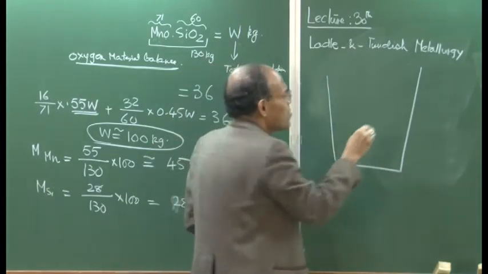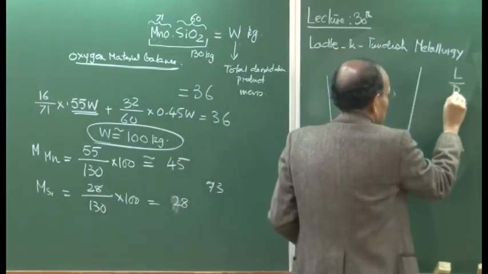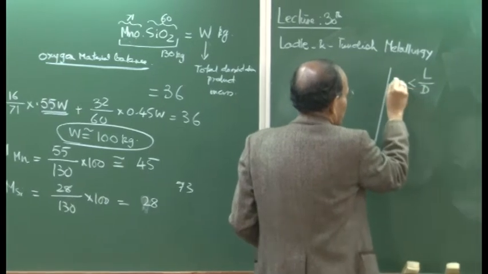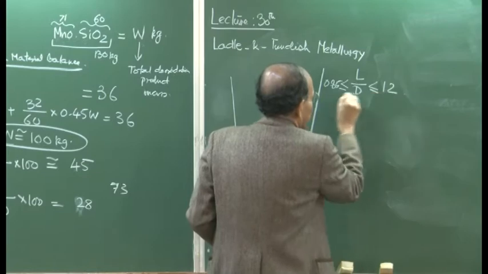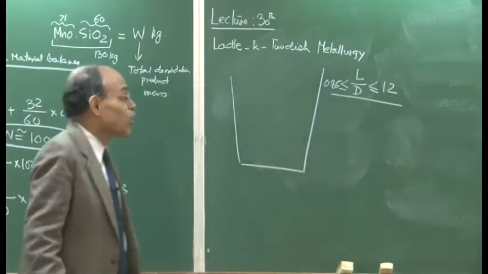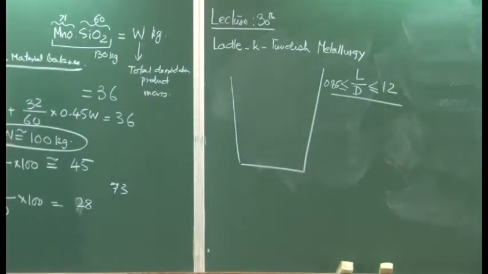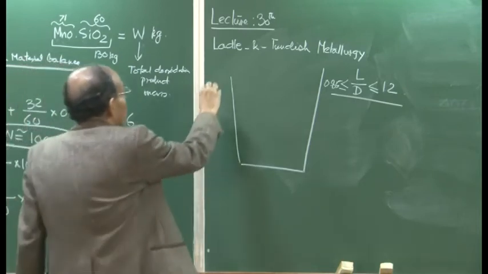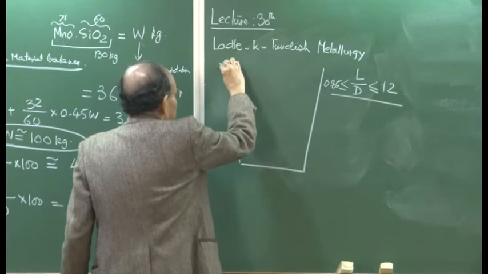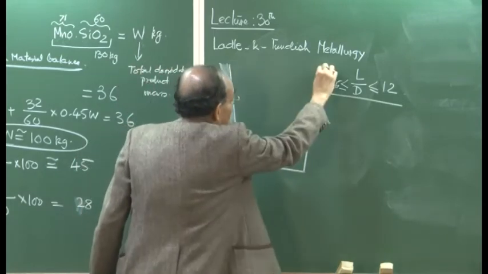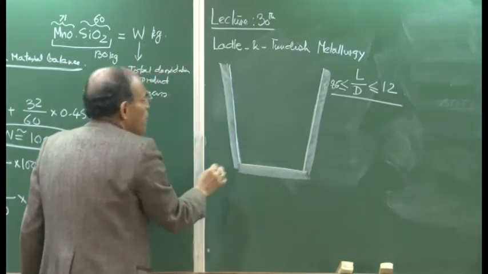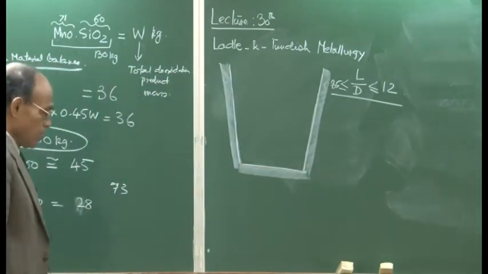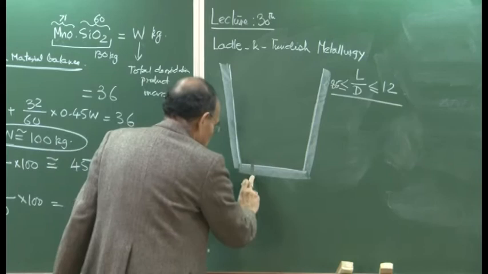Ladles in the industry typically have an L by D ratio that varies between 8:5. This is the typical ratio. We also know the L by D ratio of other furnaces, BOF, EAF, etc. I have told you that, and these are obviously going to be lined with refractories. Every ladle is fitted with a porous plug.